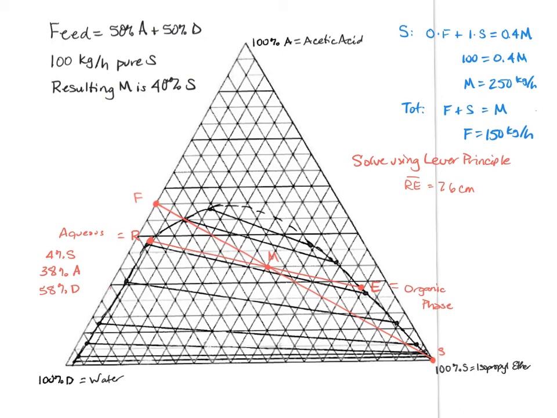If I want to know what the flow rate is of R, I'm going to find the length of the lever arm on the opposite side, so M to E. And that length is 3.3 centimeters.